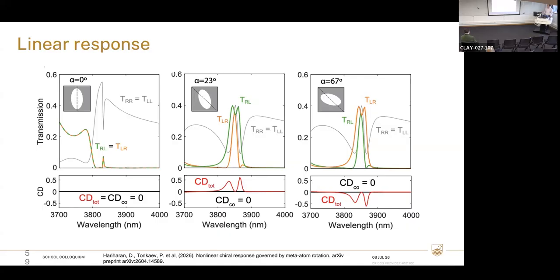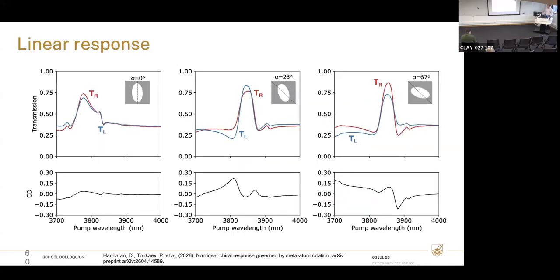So we observe two peaks here and kind of two peaks here. And here the total CD comes from just the cross-polarized terms. Yes. Ideally, the copolarized components are equal to each other because of the out-of-plane symmetry. Right, the out-of-plane symmetry. Cool. Okay, thank you.